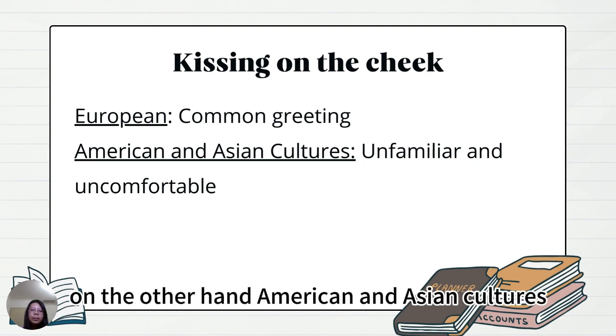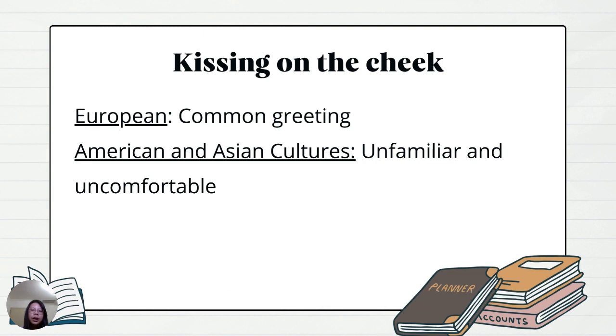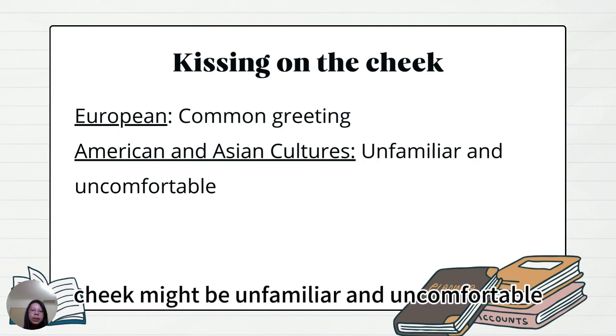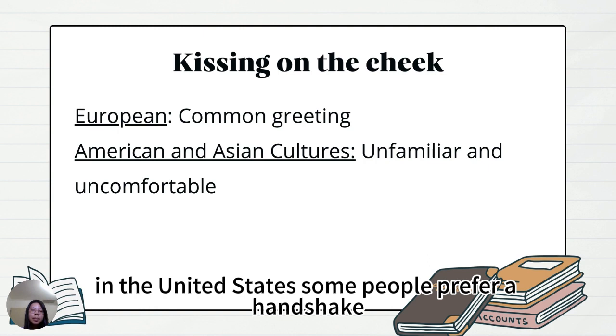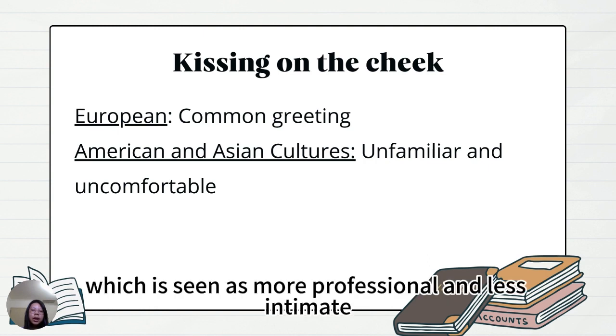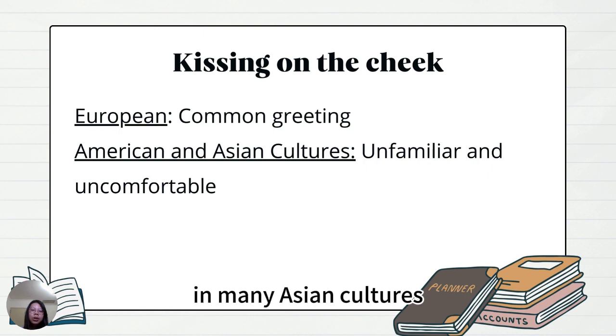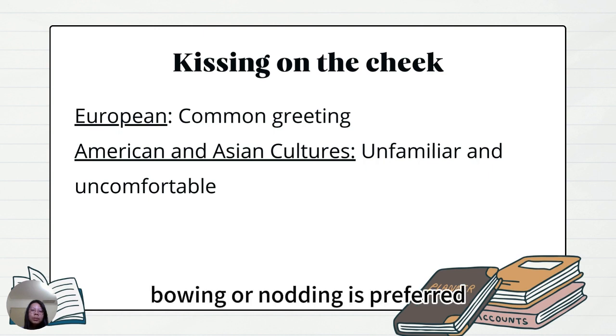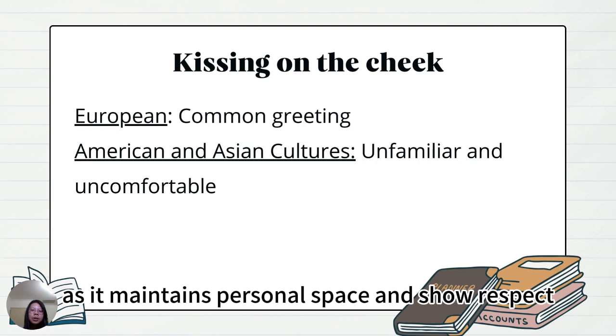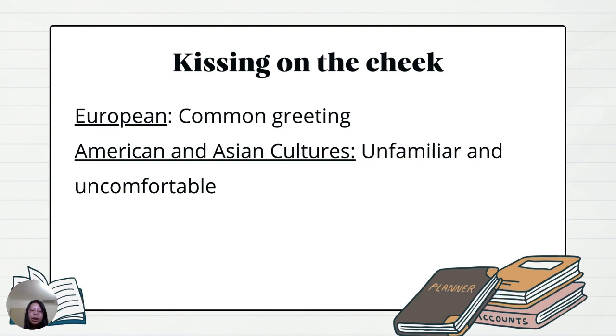On the other hand, in American and Asian cultures, kissing on the cheek might be unfamiliar and uncomfortable. In the United States, some people prefer a handshake, which is seen as more professional and less intimate. In many Asian cultures, bowing or nodding is preferred, as it maintains personal space and shows respect.